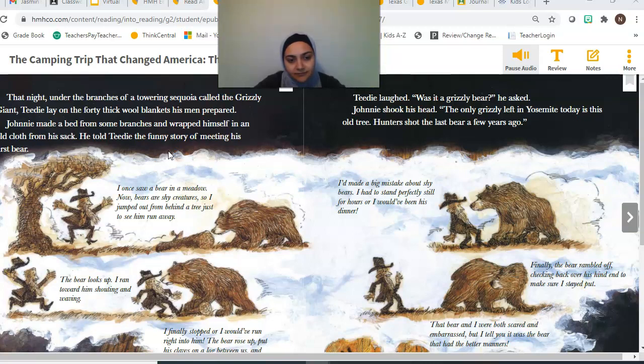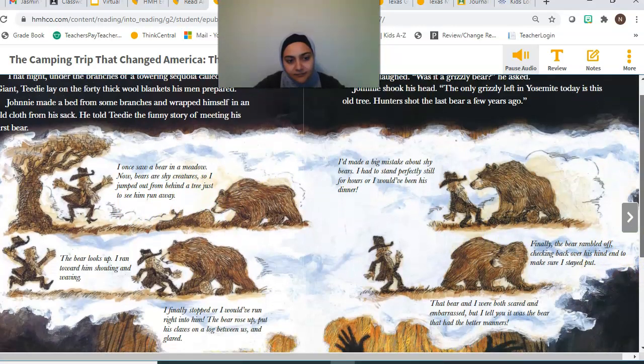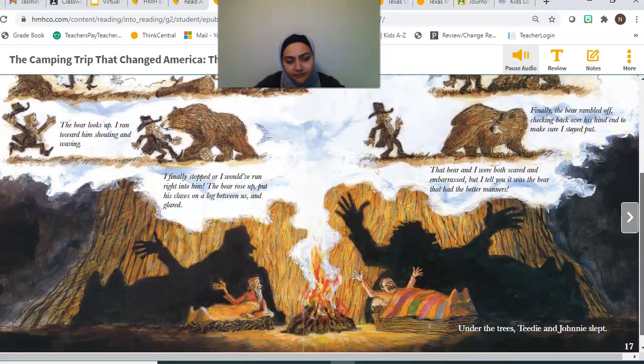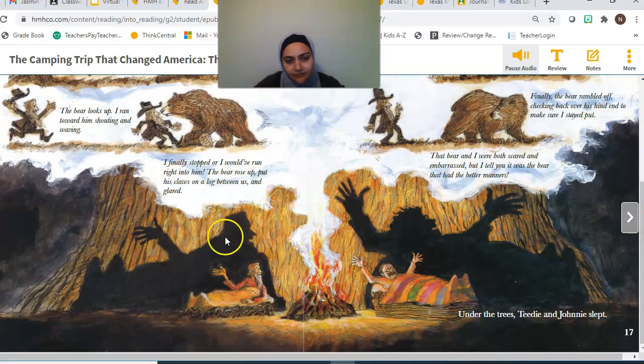"I once saw a bear in a meadow. Now, bears are shy creatures, so I jumped out from behind a tree just to see him run away. The bear looks up. I ran toward him, shouting and waving. I finally stopped, or I would have run right into him. The bear rose up, put his claws on a log between us, and glared."